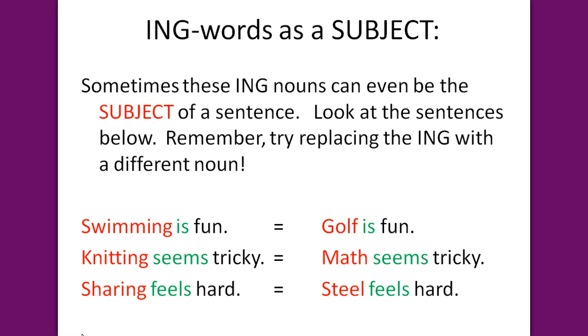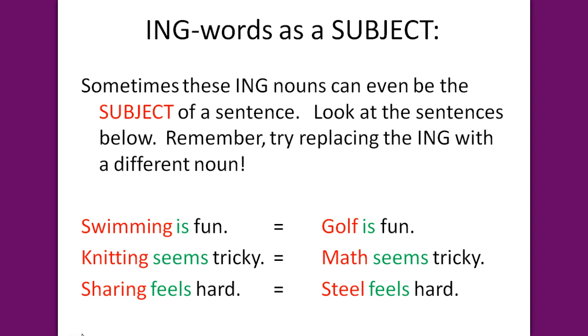Ing words can even serve as your subject. Look at the sentences below. Remember, it helps to try replacing the ing word with a noun. If it can be replaced by a noun, it's doing the job of a noun. Swimming is fun is the same construction as math is fun or golf is fun. You know that golf is not a verb, and it's in the same position in the sentence as swimming. Swimming is fun. It is the noun that is doing the verb, or is.